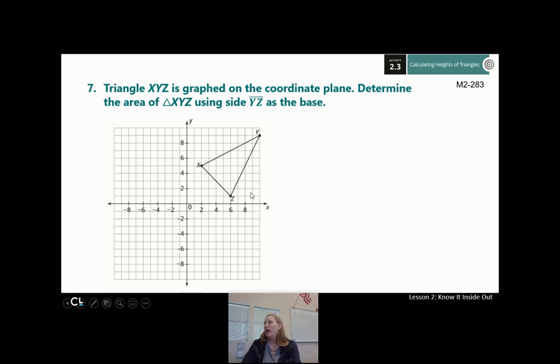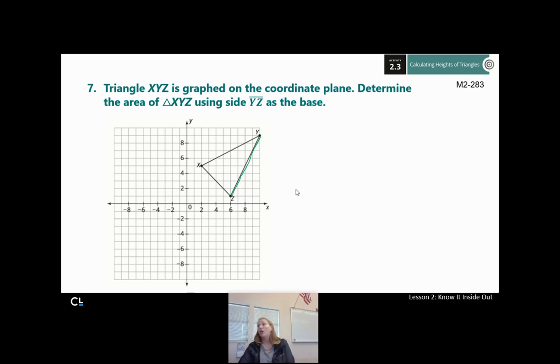Triangle XYZ is graphed on the coordinate plane. Now it's asking us to determine the area of triangle XYZ if we now use YZ as a base. Yep, we're going to use YZ as a base. So one more time, you already know the answer is 24. We already know the area is 24.